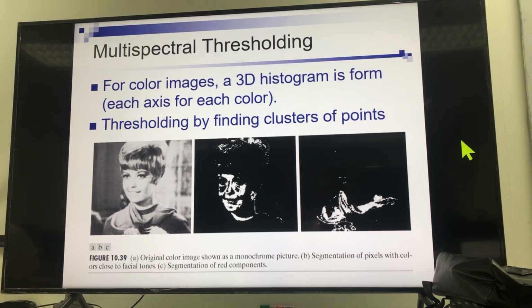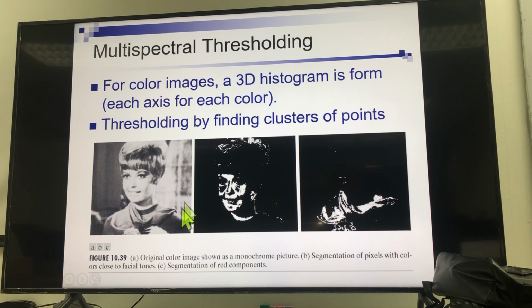Multi-spectral thresholding is usually used on color images. Multi-spectral in this case means you do thresholding in 3 different channels, 3 different spectra: red, green, and blue. With a threshold for red, a threshold for green, and a threshold for blue, you can segment the area with certain colors.